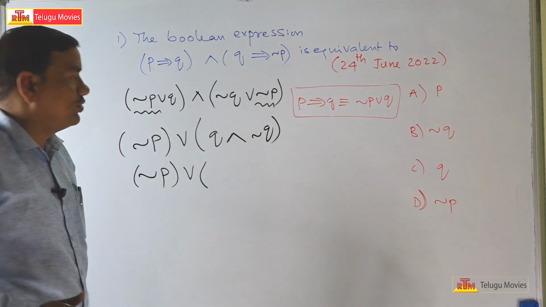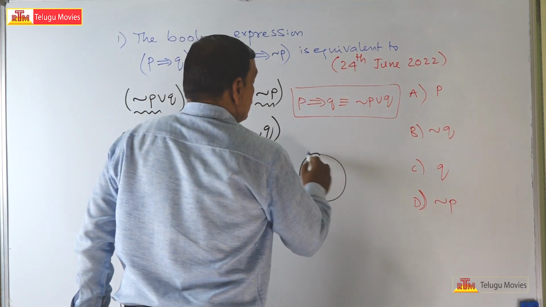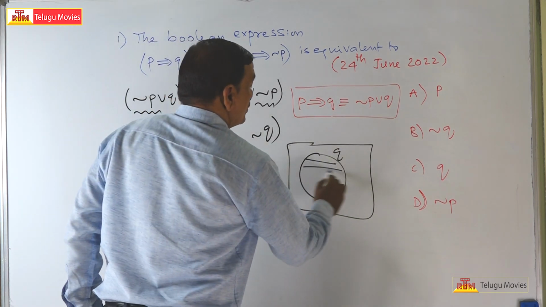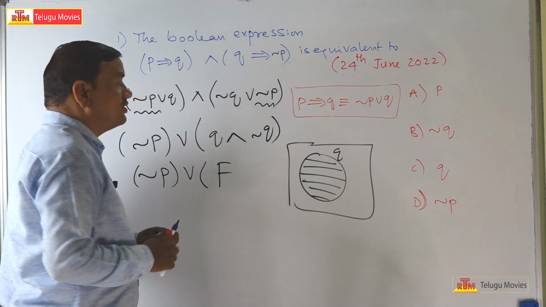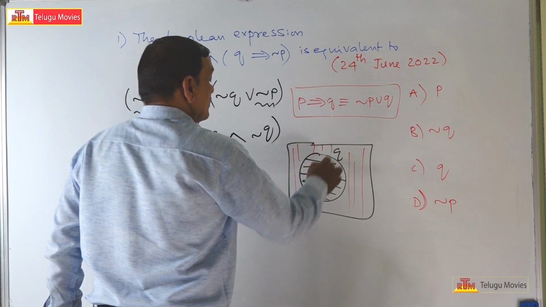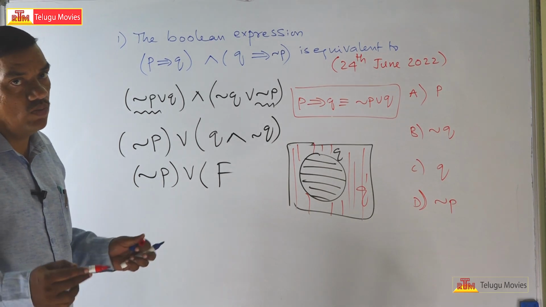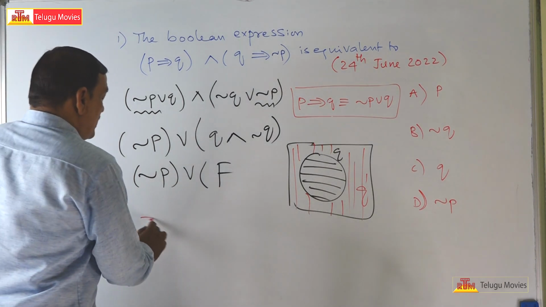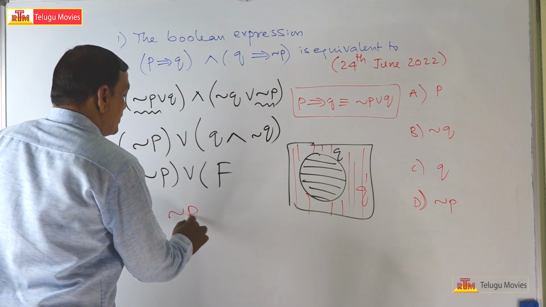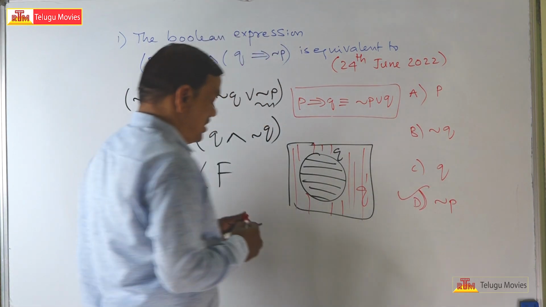What is Q and negation Q? It is always false. Why? Because observe here. This is the Q statement. Q means inside the Q. Q dash, the negation of Q, means outside. You can represent it in Venn diagrams. So this is Q dash. Is there any common region? No. That means null set. From this we can say that negation P or null set is negation P. So therefore option D is the right answer.